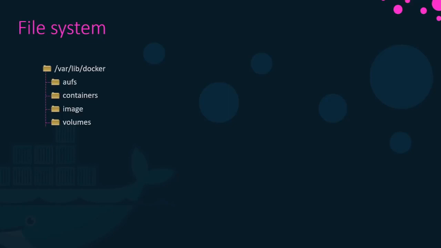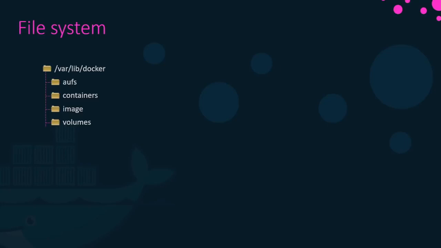For example, all files related to containers are stored under the containers folder, and the files related to images are stored under the image folder. Any volumes created by the Docker containers are created under the volumes folder. Well, don't worry about that for now. We will come back to that in a bit. For now, let's just understand where Docker stores its files and in what format.